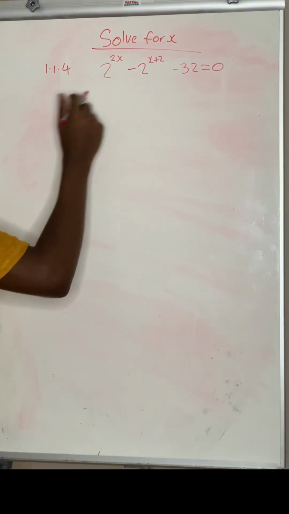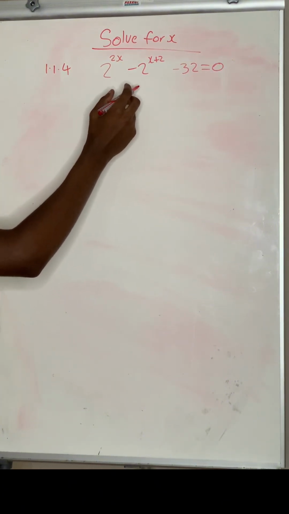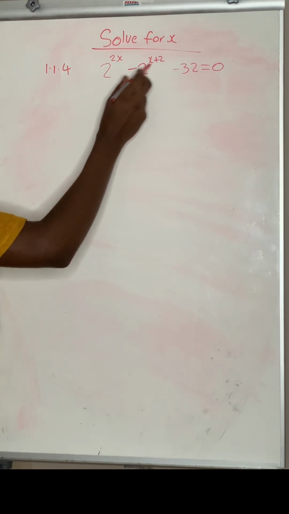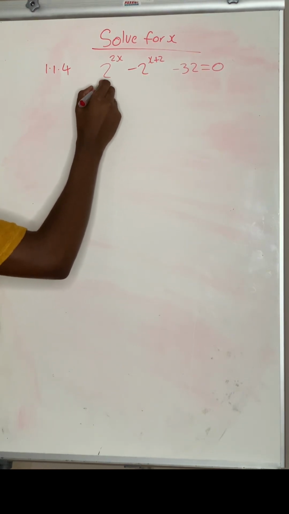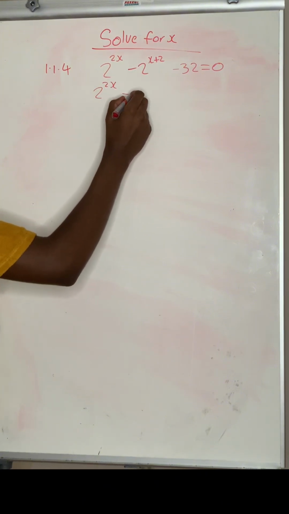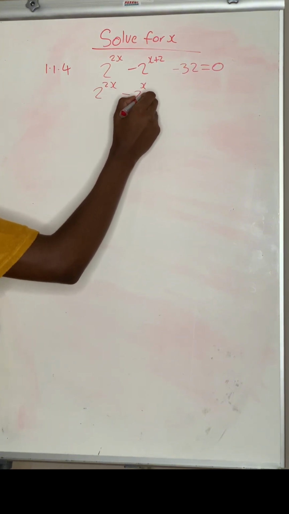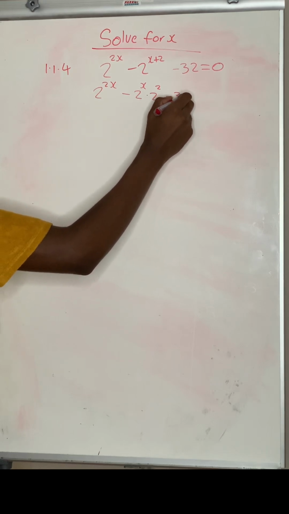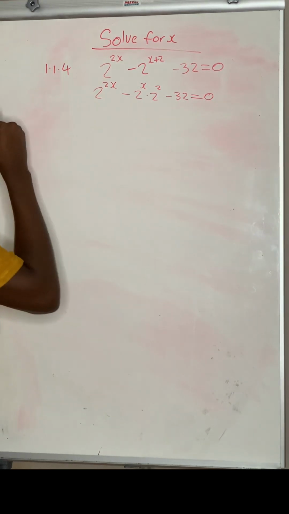2 exponent 2x minus 2 exponent x plus 2 minus 32 is equal to 0. So let's try simplifying this. So 2 exponent 2x minus 2 exponent x plus 2 is the same as saying 2 exponent x times 2 squared, and then minus 32 is equal to 0.